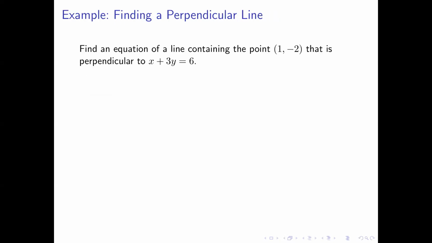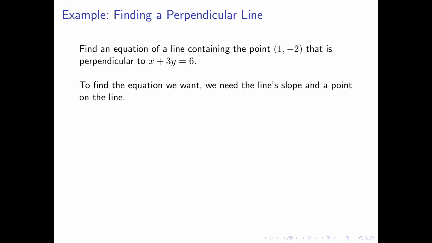Let's look at an example involving perpendicular lines. Say that we've got one line. So we're trying to find an equation of a line. We know that the line has the point (1, -2) on it, and we also want our line to be perpendicular to the one represented by the equation x + 3y = 6. So our goal is to find an equation for the line being described here.